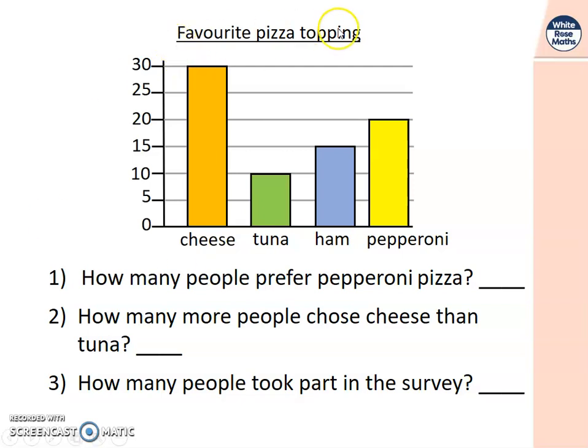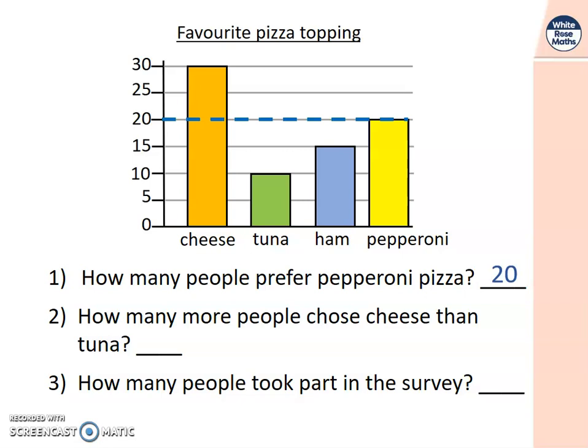So remember, we have our title. Every time that we have a bar chart, we have a title. We have on the x-axis the ingredients, and on the y-axis we have the scale of numbers going up. So how many people preferred pepperoni pizza? Let's have a look. We've got pepperoni pizza, go across, follow the line, and we get to the number 20. So 20 people preferred pepperoni pizza.